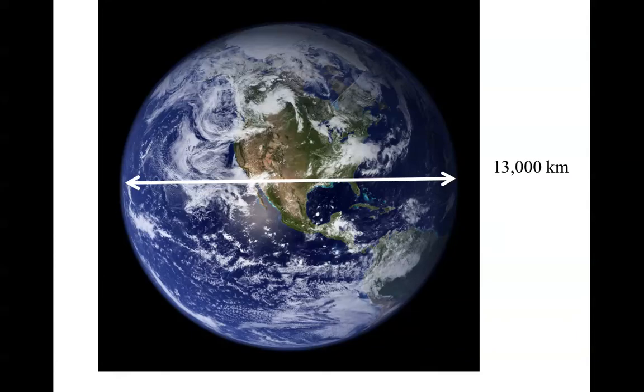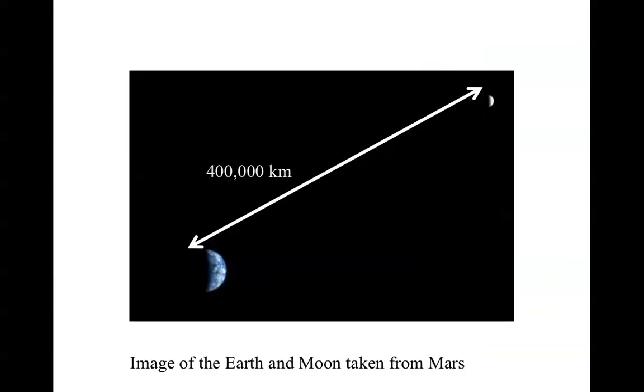As we move to the full size of the Earth, about 1,000 times larger, the Earth is 13,000 kilometers across, about 13 million meters. The circumference of the Earth is about 40,000 kilometers. Moving still farther back, with this image that was taken from a satellite orbiting Mars, we see that the Earth-Moon distance is about 400,000 kilometers, about 30 times the diameter of the Earth.